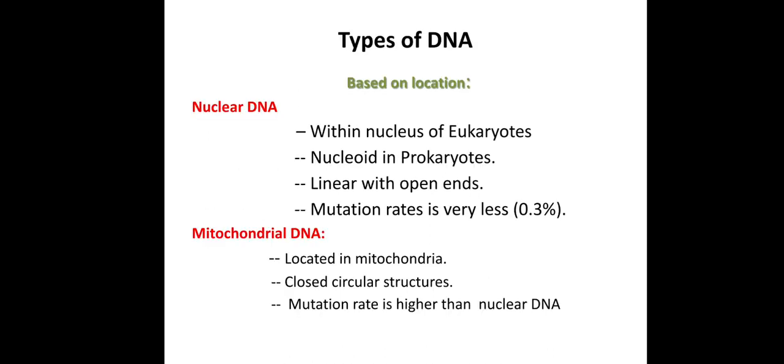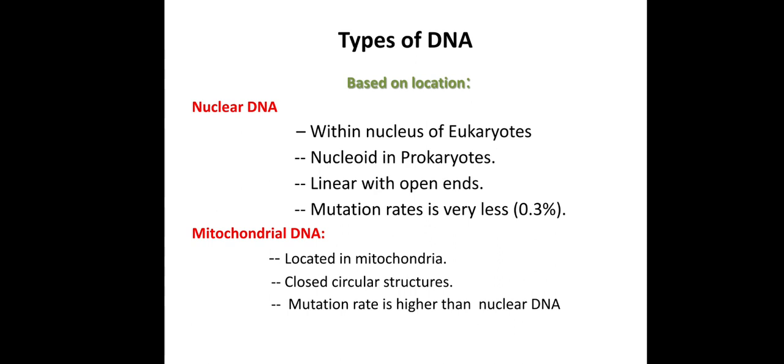Now directly going to the types of DNA, the classification of DNA is based on where they are present. Are they present in the nucleus, or are they present other than the nucleus? As I said, in eukaryotes, they are present inside the nucleus, and in prokaryotes they are present in a portion called the nucleoid. It's called a nucleoid because it lacks a nuclear membrane. And this DNA that is present in the nucleus or in the nucleoid, which is basically going to act as the genetic material of that particular organism, is called nuclear DNA.